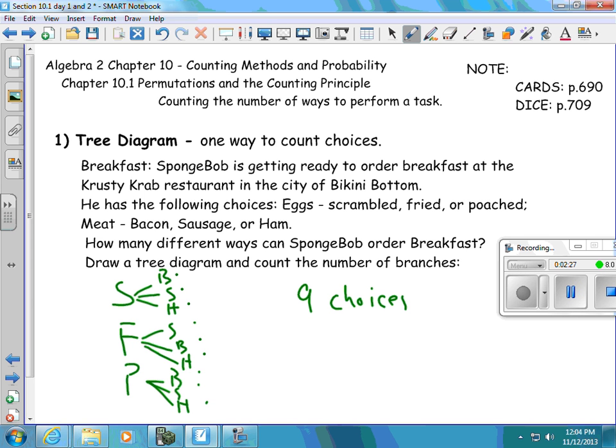You see this a lot too in the real world where they say, this is how many combinations we have. Well, there's 9 combinations here because every time you pick a type of egg, you still have 3 choices for meat or vice versa. If we look at this also, we had 1, 2, 3 types of eggs. We had 1, 2, 3 types of meats. 3 times 3 is 9 as well. That's going to be the counting principle. We're going to see that on the next slide.